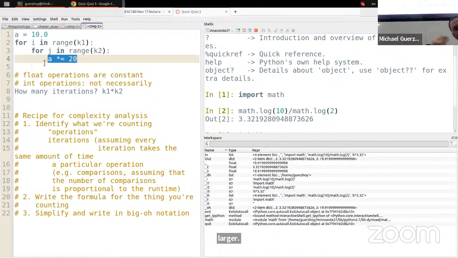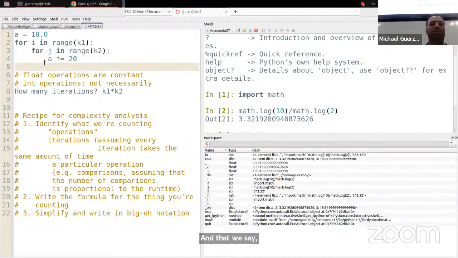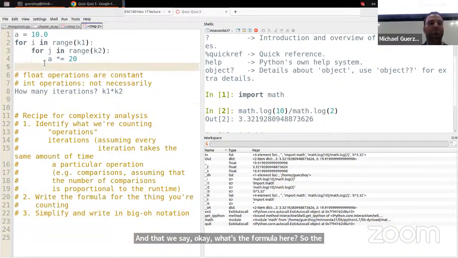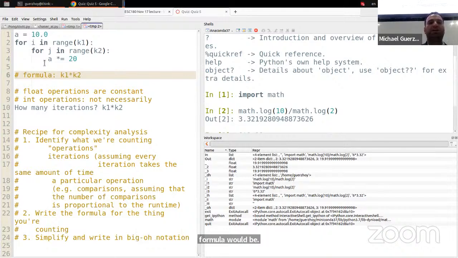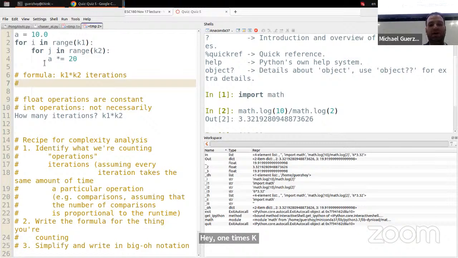And then we say, okay, what's the formula here? So the formula would be K1 times K2 iterations. And then in big O notation, it would be O of K1 times K2.